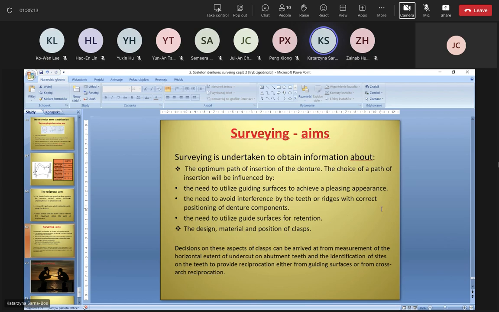Okay, and this is the last slide, which tells us about the surveying arms. So surveying is undertaken to obtain information about the optimum path of insertion of the denture and also the design, material, and position of the clasp. The decision on these aspects of the clasp can be arrived at from measurement of the horizontal extent of undercut on abutment teeth and the identification of sites on the teeth to provide reciprocation either from guiding surfaces or from cross-arch reciprocation.